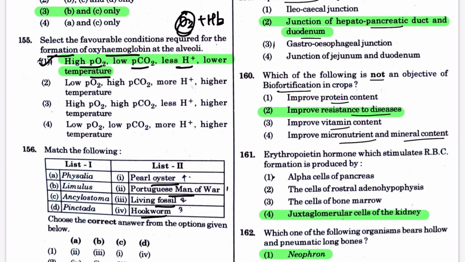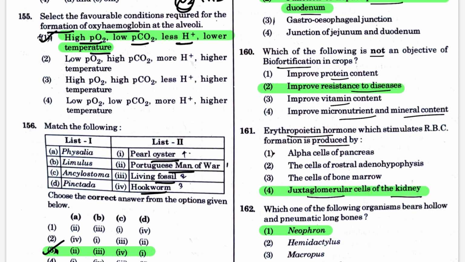Okay, for 161, the erythropoietin hormone which stimulates the RBC production is produced by the JG cells of kidney, which is juxtaglomerular cells of kidney. Okay, right. So look at the 162nd question. They are asking you which of the following organism will bear hollow and pneumatic long bones. So obviously it must be aves. Okay, so aves only will have hollow and pneumatic long bones. Aves also you can call them as birds, right?